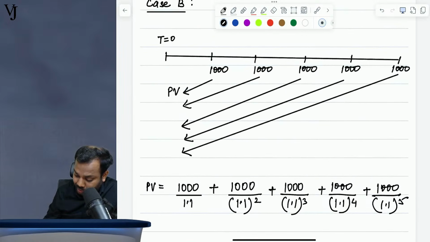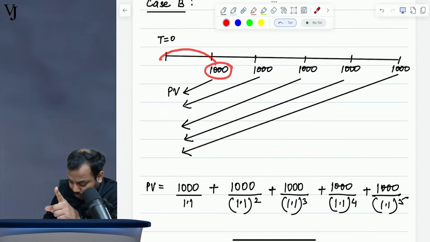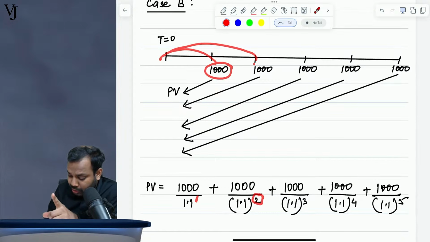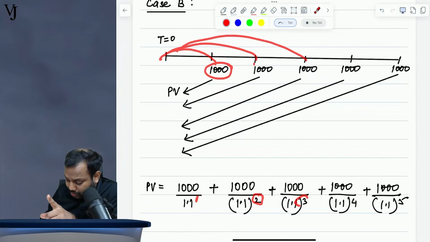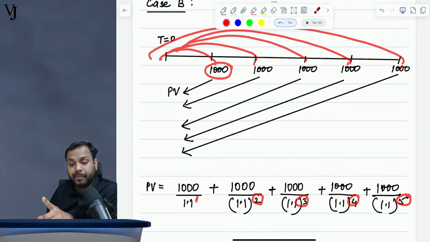See, understand, for this amount we have to calculate the present value for 1 year, so to the power 1. This for 2 years to the power 2. This for 3 years to the power 3. This for 4 years to the power 4. This for 5 years to the power 5.